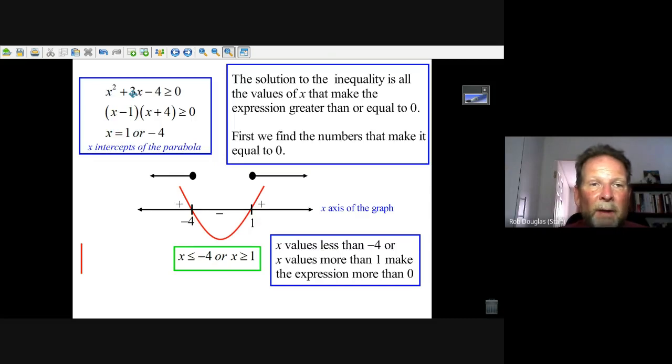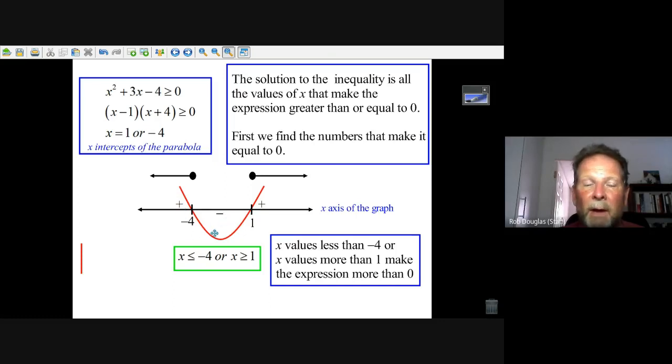But this x squared plus 3x minus 4 is actually a parabola when you graph it. And these values here, 1 and minus 4, are the x-intercepts of the parabola. So what you do is you graph 1 and minus 4, make a parabola there. And the question is, where is it greater than or equal to 0? Well, it's your y values that are going up and down here. You see where it goes above the line, it's positive. And where it goes below the line, it's negative. So everything between 1 and minus 4 will give you a negative answer in this expression.